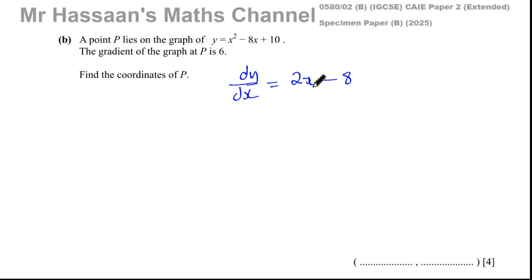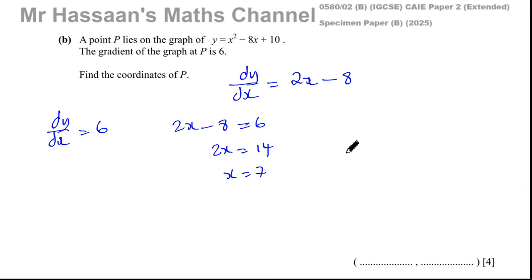Okay, so this is the gradient function. This tells us what the gradient is on this curve at any point we need to know. But in this case, they say the gradient is equal to 6. So dy dx is equal to 6. So we're going to take our gradient function 2x minus 8 and make it equal to 6. We're going to add 8 to both sides, that gives us 14. We're going to divide by 2, that gives us 7. So the x coordinate of the point is 7.